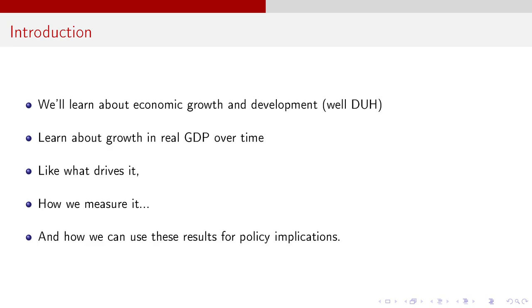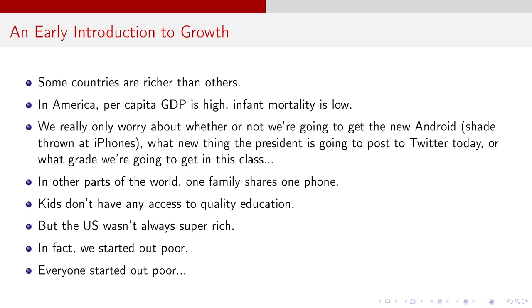How can we make poorer countries as rich as the United States? Because some countries are richer than others. It's just a fact of life. It sucks, but it is what it is. Some countries are more developed. Some countries have that infrastructure where they can be on the cutting edge of research and development when it comes to growth. Some countries aren't quite there yet.